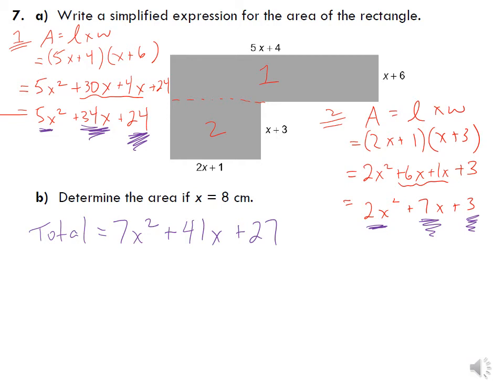And I want to determine what it is when x is 8 centimeters. So I'm going to put 8 in everywhere that you see x. And then using your calculator, you can enter it just like that. After you've entered it into your calculator, you should get 803, and then our units for area would be centimeters squared.